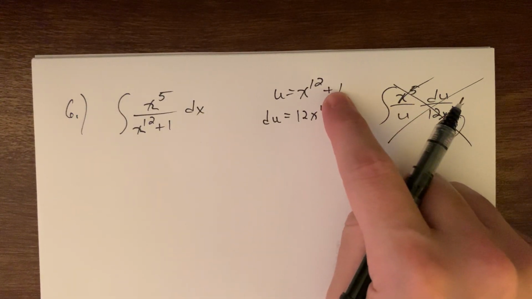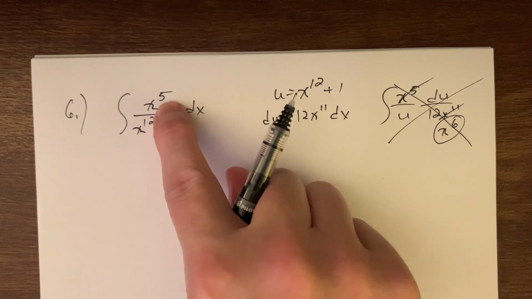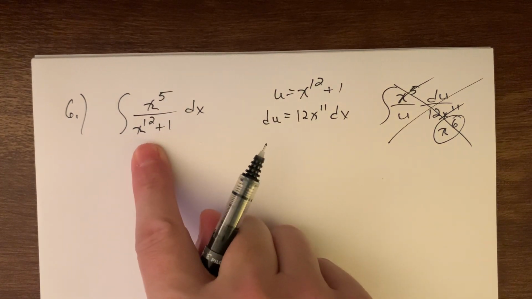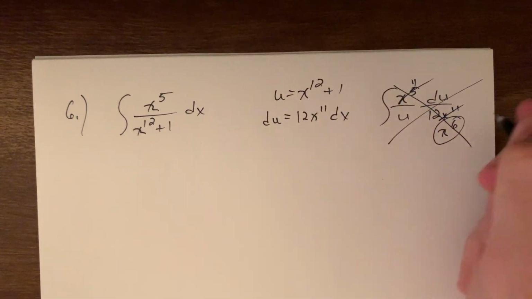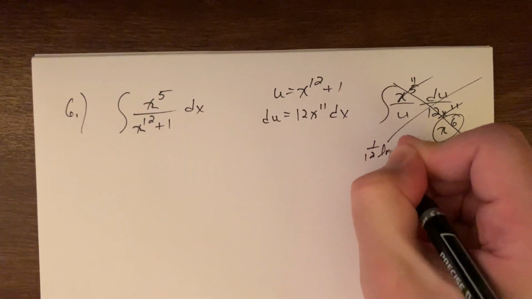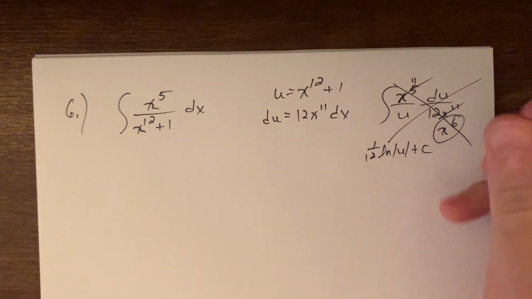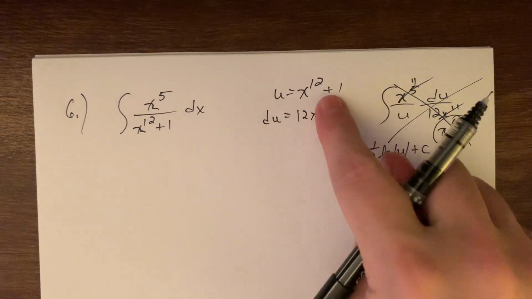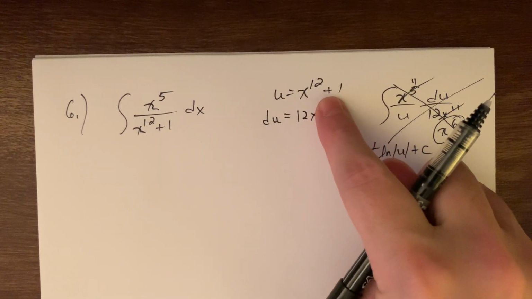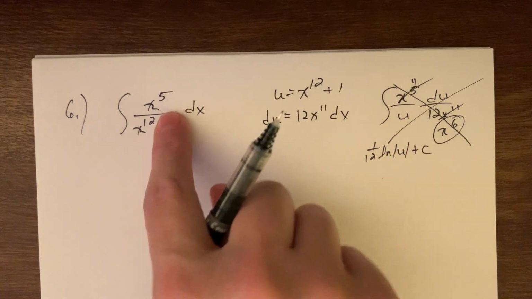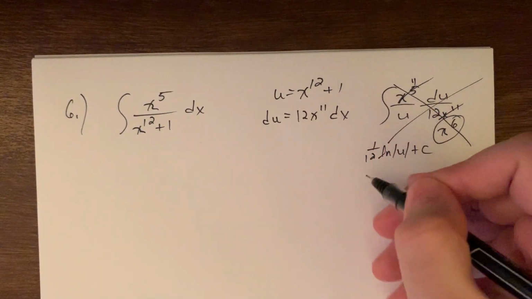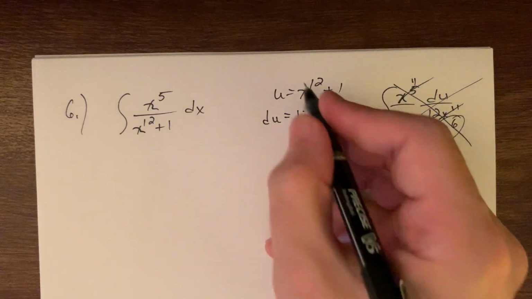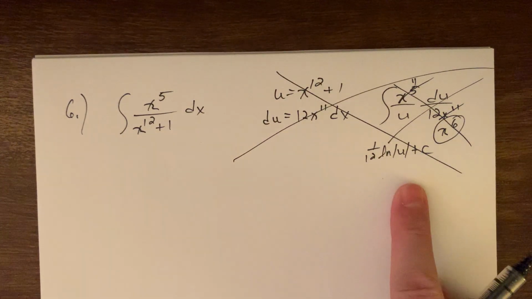So again, it was a good try. If this was x to the 11th over x to the 12 plus 1, that would have been a perfect cancel, right? If that was x to the 11th, you would have got a 1/12 log of u plus c, and you'd be done. So it's not that this was worthless. That could have worked if the power in the numerator was a little different. But this didn't work. So let's get rid of all of it.